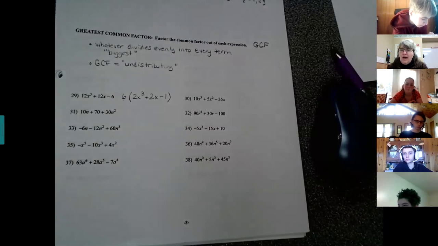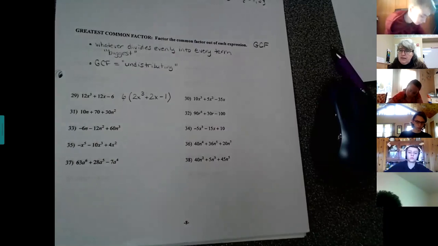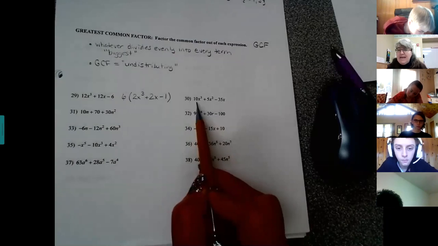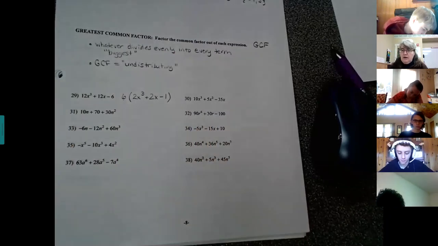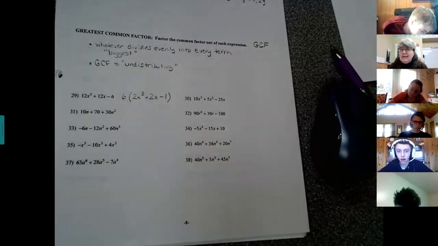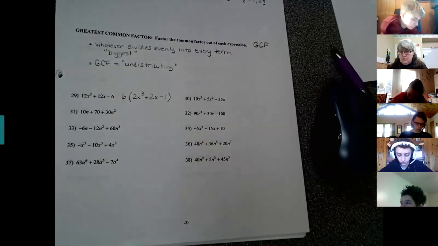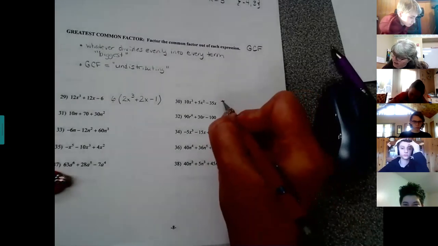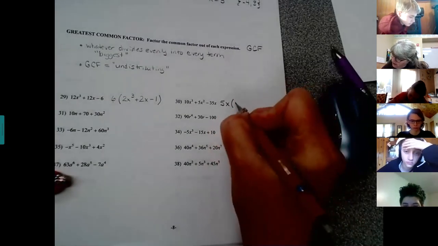On your own, I would like you to try 30. Look at all 3 of those pieces and figure out the biggest thing that they all have in common. And hint, hint, x cubed, x squared, x, I see that they all have an x. So your GCF is going to be a number and an x. And then when you figured it out, look up here because I'm going to write the answer so that you can check yourself.